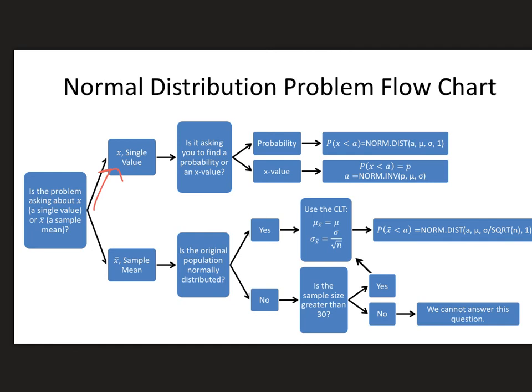Now, if it is asking about a sample mean, then that is where you will move down. And then, is the original population normally distributed? Well, if it is, you can use the central limit theorem. Just make sure you keep in mind that the standard deviation is going to have to be the standard deviation over the square root of n, and then you can use norm.dist. If the original population is not normally distributed, then you have to ask, is the sample size greater than 30? If it is, you can use the central limit theorem. If it is not, then you cannot answer the question.